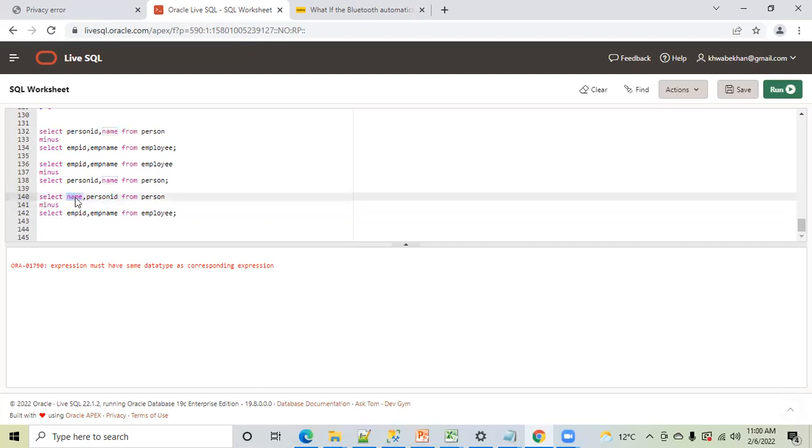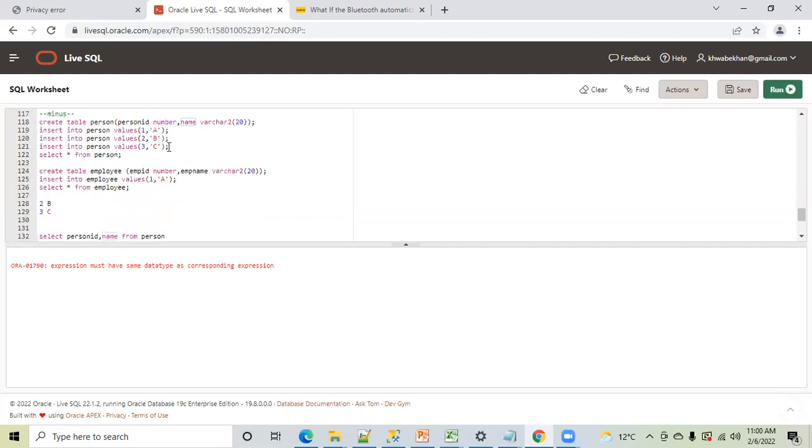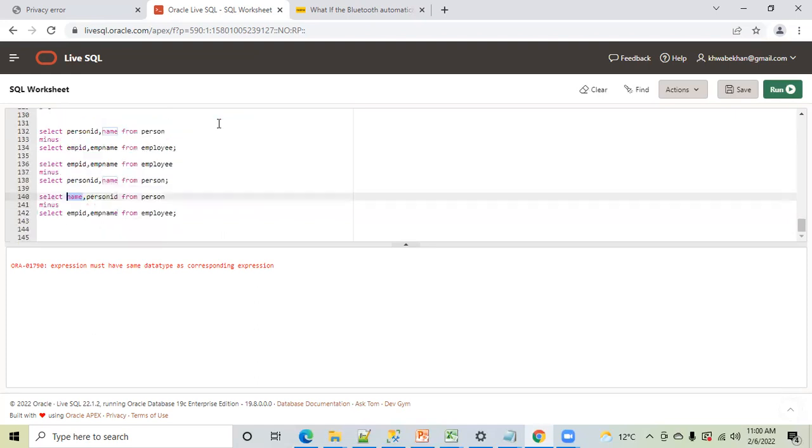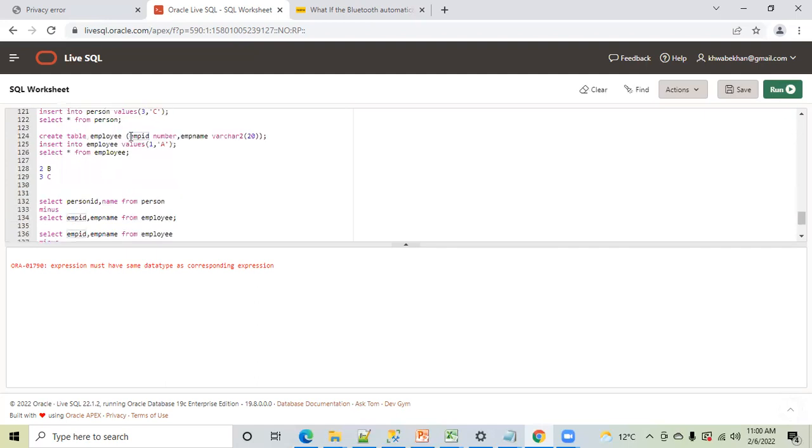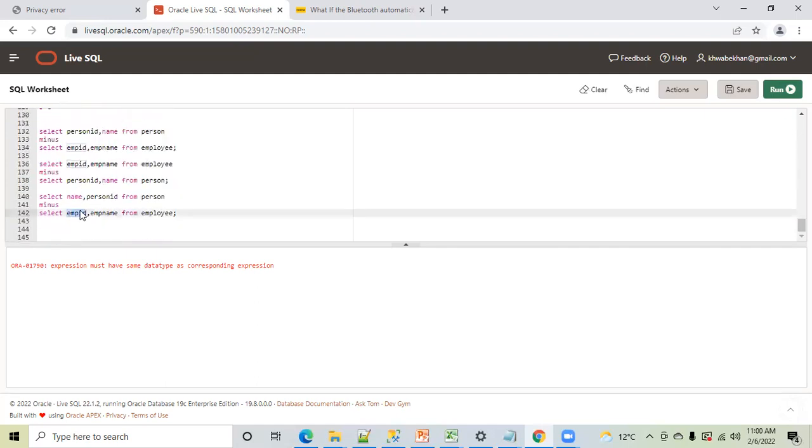Now here name is of varchar data type. If you can see, I have used name with varchar data type, and I am comparing this with employee ID, because this is first in the sequence and this is again first in the sequence. Employee ID is number data type. They both are different data types. That is why this error message is coming, because using minus, you cannot compare two different data types. Name is varchar and employee ID is number, and that is why this is throwing an error message. Hope this is clear.